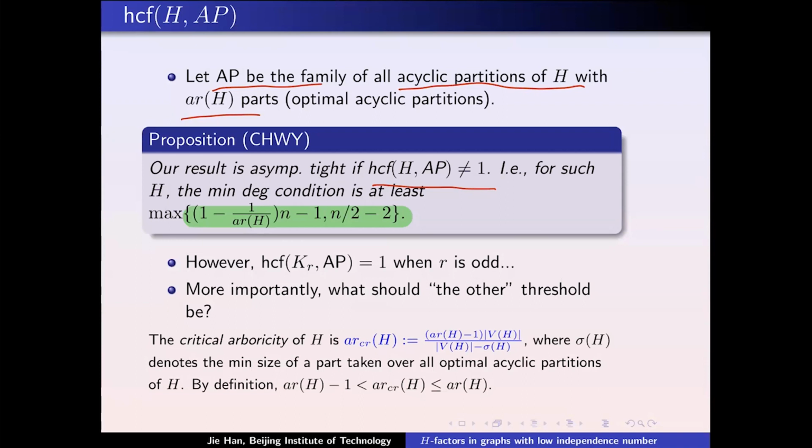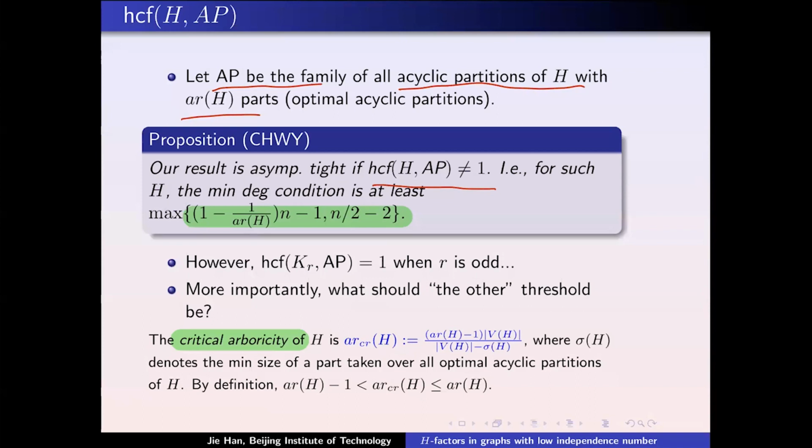And we believe, or we guess, to be a little bit more conservative, this should be achieved by this critical arboricity of H, defined this way, where it is ARH minus one times the order of H divided by the order of H minus sigma of H, where sigma of H is the minimum size of a part taken over all optimal acyclic partitions of H. Namely, you exhibit all the ways to partition the graph in the acyclic way, namely each part induces a forest, and then you write down the minimum size over all possible ways, and that is sigma of H.